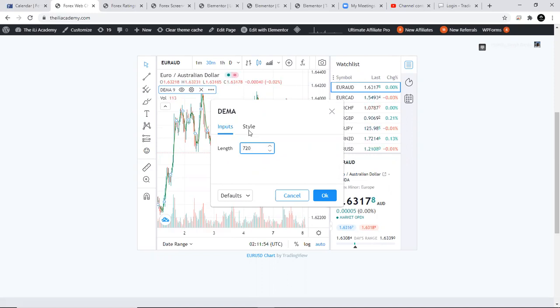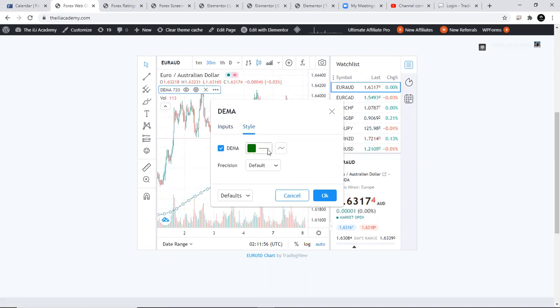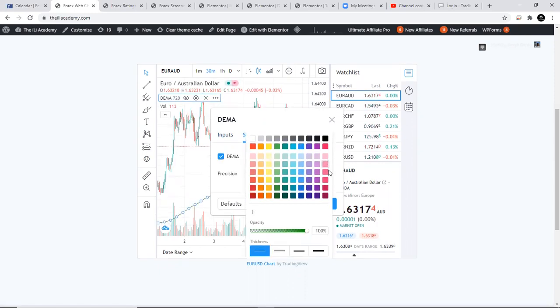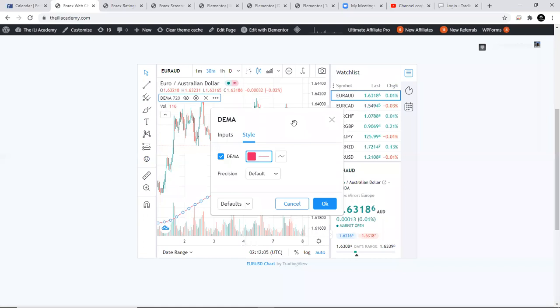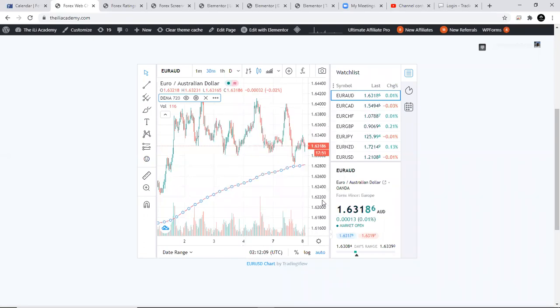Okay, there we go. We can go here to style. We can change the style. I think we use like a pink color for our EMA, so I'll go ahead and select that. And then we'll go back and we'll hit OK. And there we go. There's our 720 EMA, right? Kind of like we always have. So it's very easy to see whether the rate is currently above or below that EMA, right?